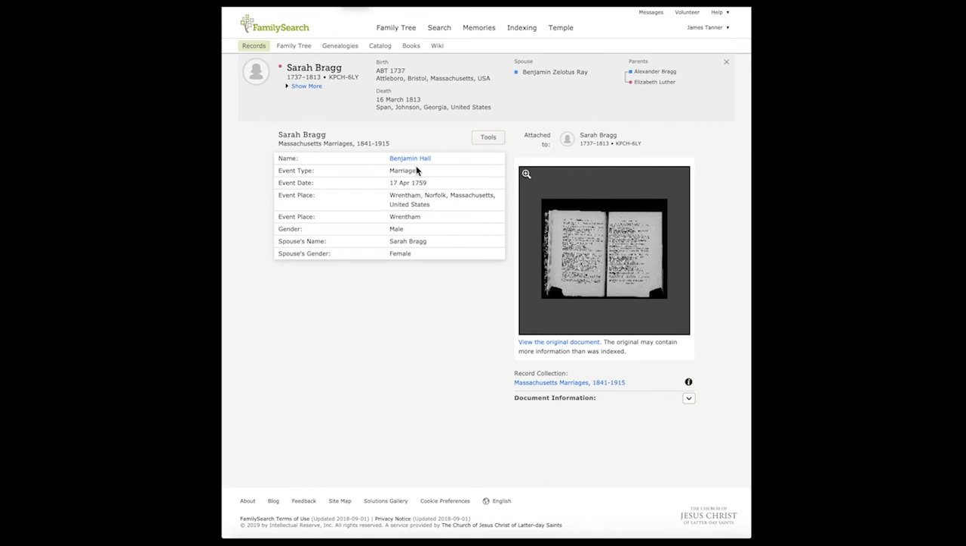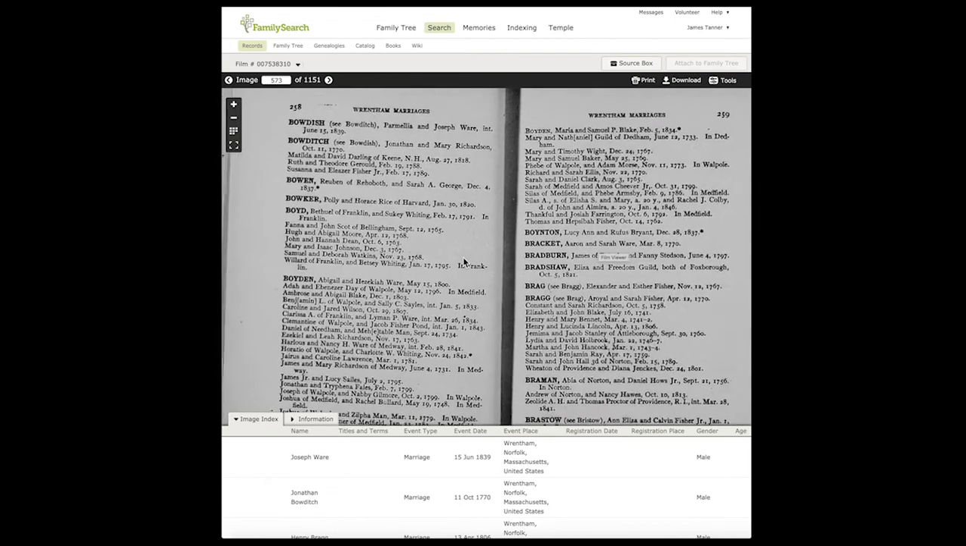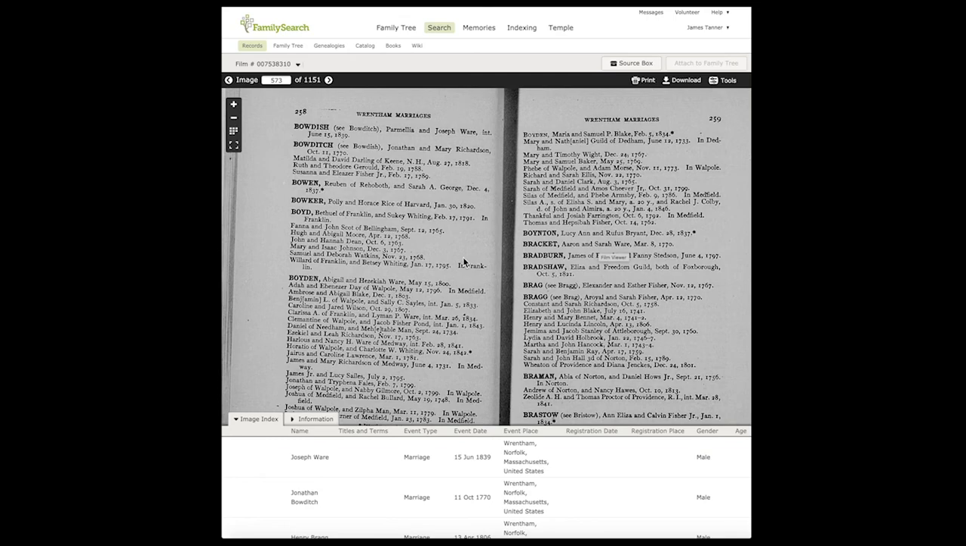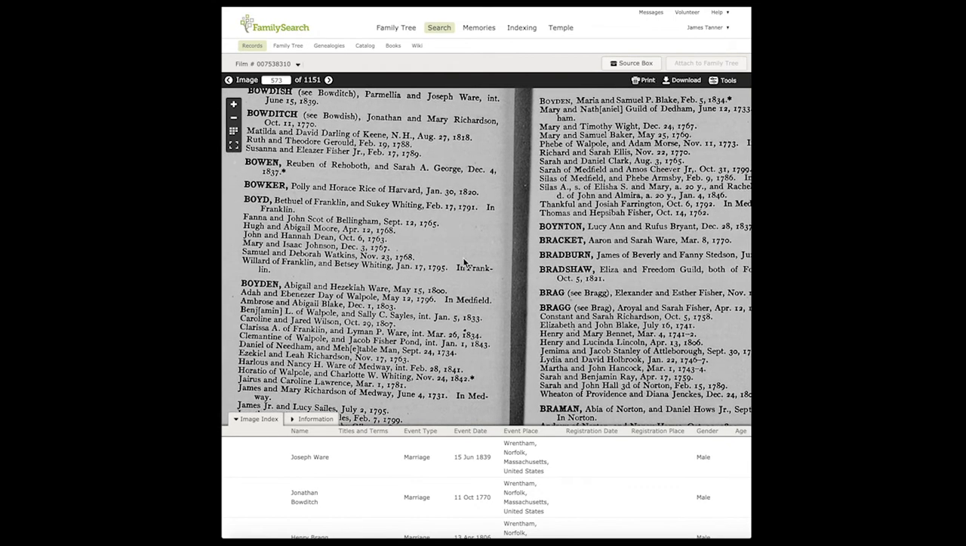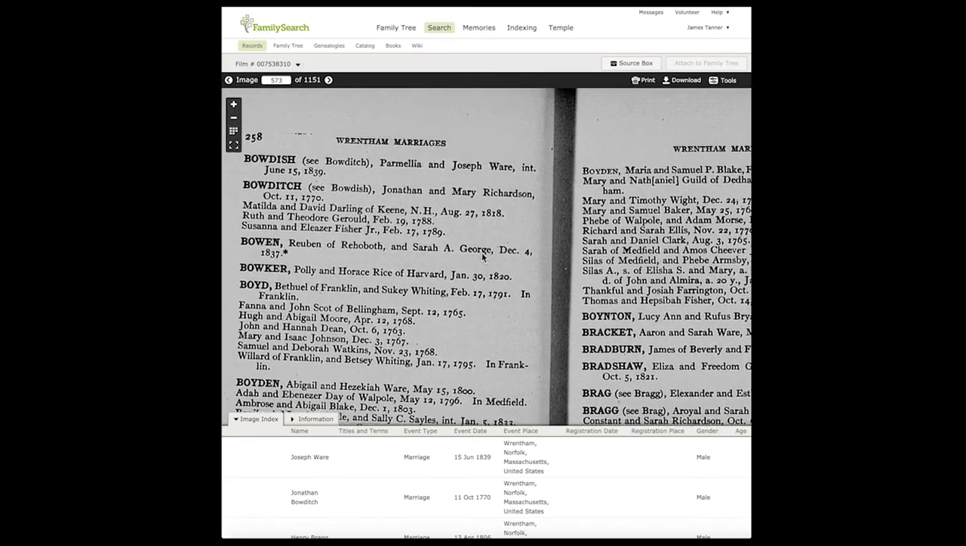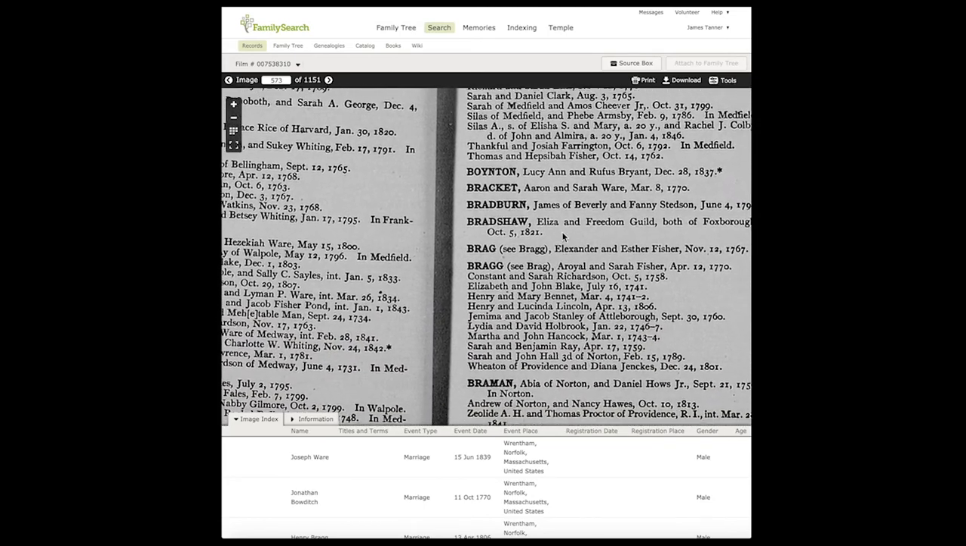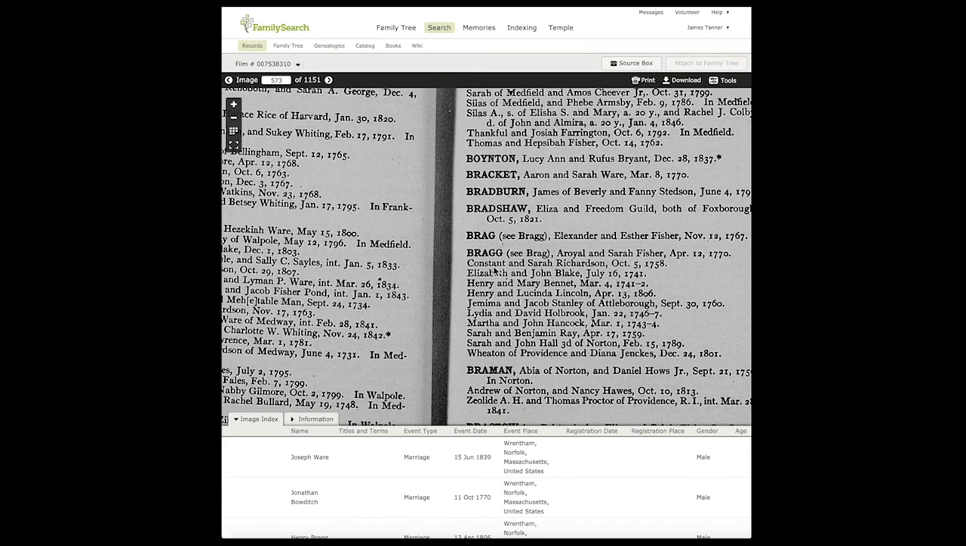17 April 1759, Benjamin Hall. Let's look at this record and see what it actually says. This is supposedly the actual record. And we'll have a look at that. This is not an original record. This is a book. And it shows the Braggs. And the book here is, we'll have to go out and look at the reference to see what this book is. It says that Bragg marries Sarah and Benjamin Ray, April 17, 1759, and Sarah and John Hall.